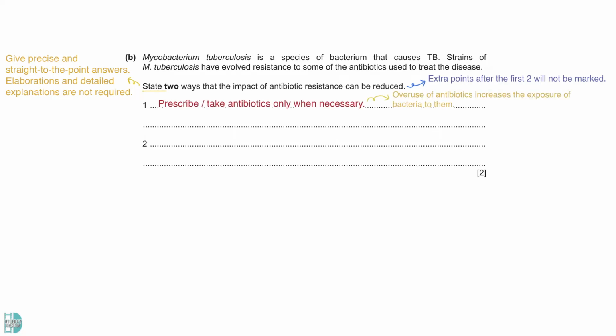First, antibiotics should only be prescribed when it is necessary. This is to prevent the overuse of antibiotics, which will increase the exposure of bacteria to these chemicals. Doctors should make sure that a correct and effective antibiotic is prescribed. This is to ensure that all pathogenic bacteria are eliminated.